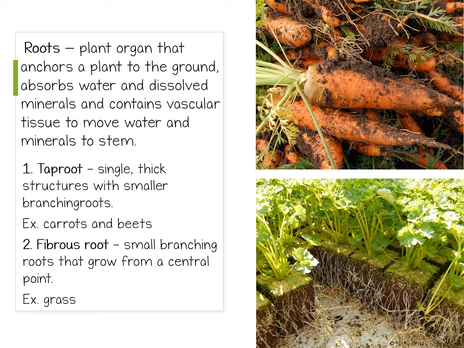A taproot system is characterized by one large vertical root with smaller branches. Examples of taproot include carrots and turnips and beets. And then there's a fibrous root system, which consists of a mat of thin roots spread out, which is typical of grasses.